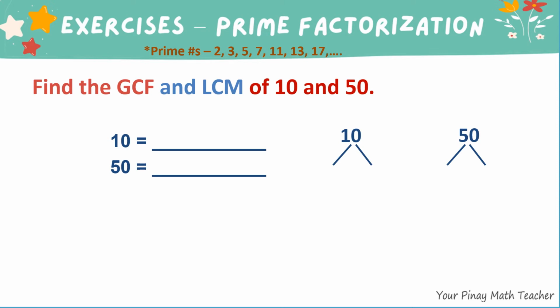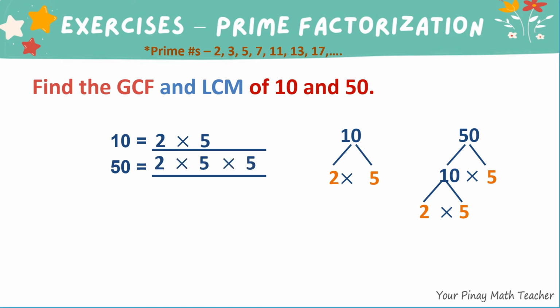Last example, find the GCF and LCM of 10 and 50. For 10, we have 2 times 5. For 50, I use 10 times 5. But 10 needs to be changed to 2 times 5. So the prime factorization of 10 is 2 times 5. And for 50, it is 2 times 5 times 5.